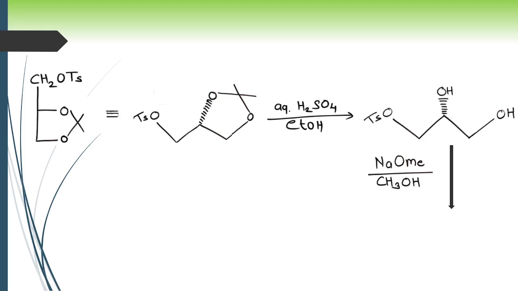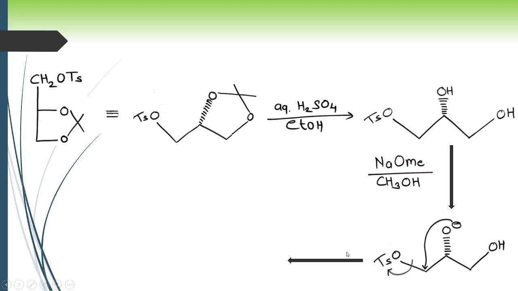In the next step, sodium methoxide is used. This is a strong base, and it can easily abstract this proton over this oxygen, and we got here the O negative. As we know, OTS is a good leaving group, therefore this negative charge attacks over this and OTS leaves the molecule, and we got here this epoxide.